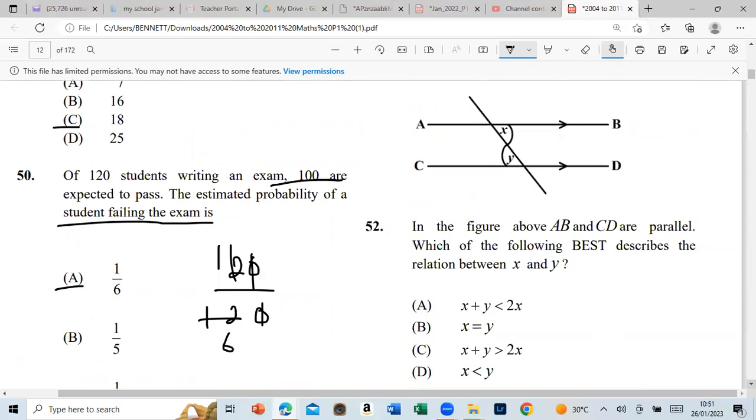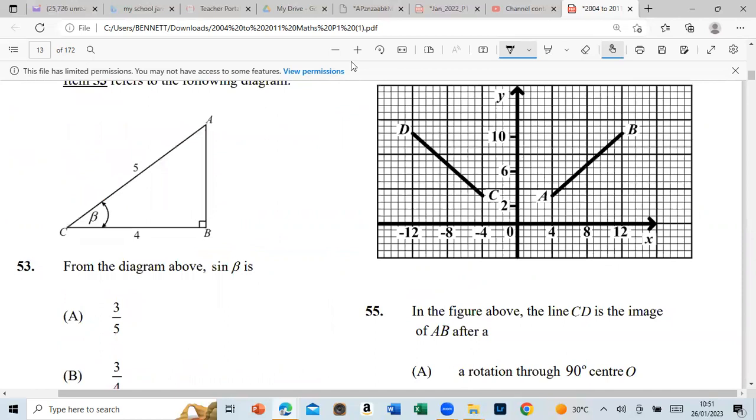Let's move on to 52. In the figure above, AB and CD are parallel. Which of the following best describes the relationship between X and Y? So X is equal to Y, alternate angles. Alright, so let's proceed.